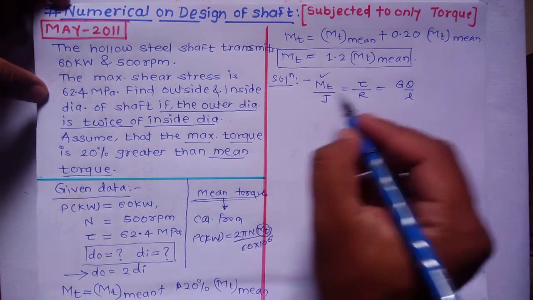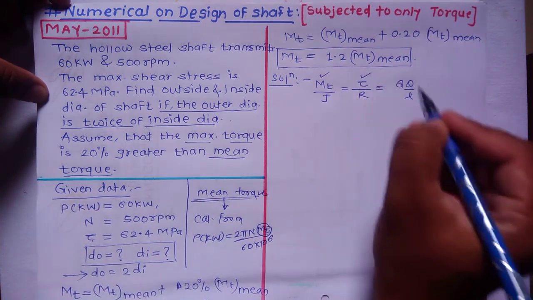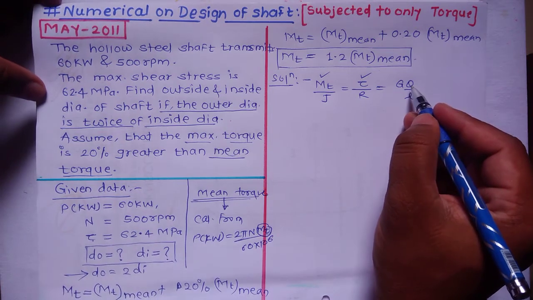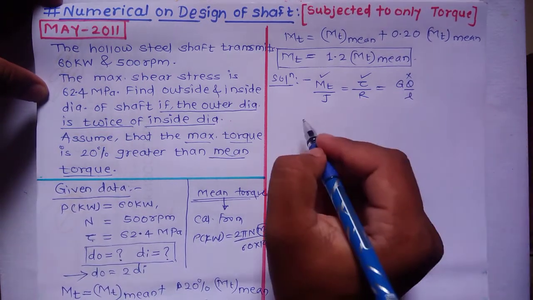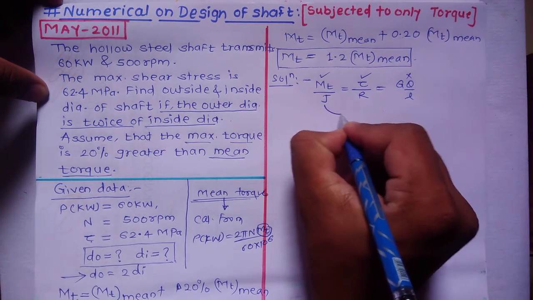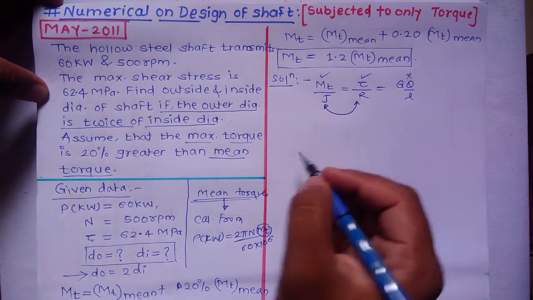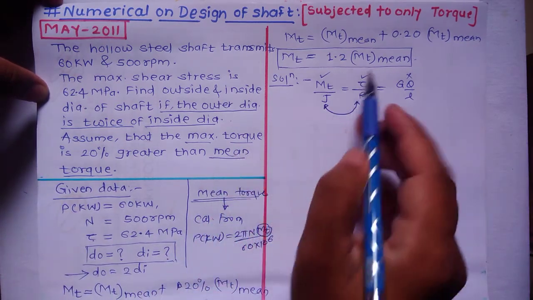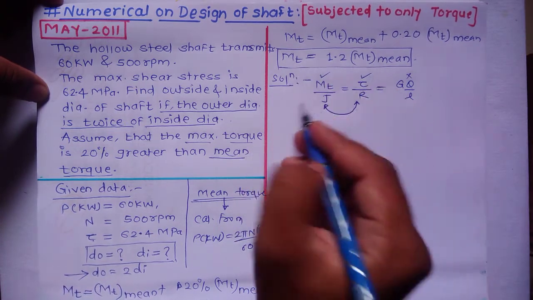Now second, the maximum shear stress tau is given. So this second relation is also useful for us. The permissible angle of twist is not given, or it is not asked, so this relation is not useful for us. We have to use this first and second ratio. First of all, calculate this maximum torque, and for that we first have to calculate the mean torque.